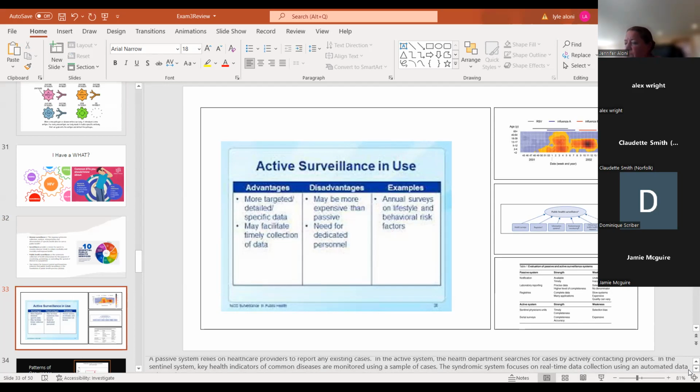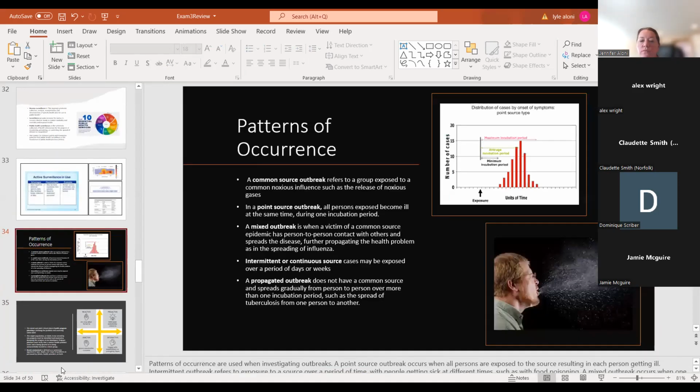Any questions on that? So if I were to ask you, give me an example of an active surveillance, what is something you would see in an active surveillance system? Someone contacting the provider. Yeah, good. So think about active and passive. Passive, you're just kind of sitting back waiting for it to come in. Active is when you go out and you recruit the information. Is that good? You guys need to know the difference between the two.